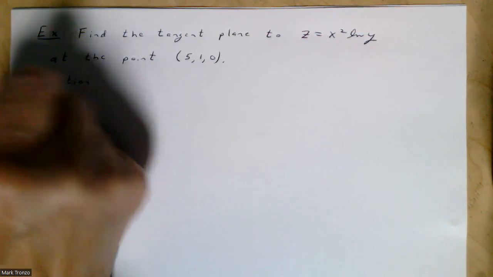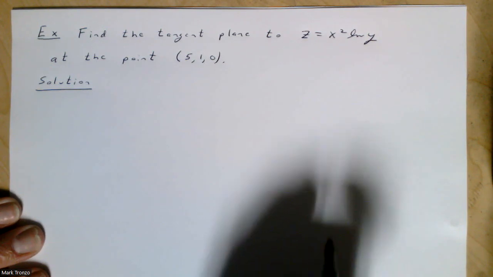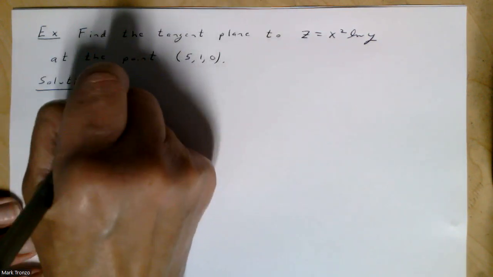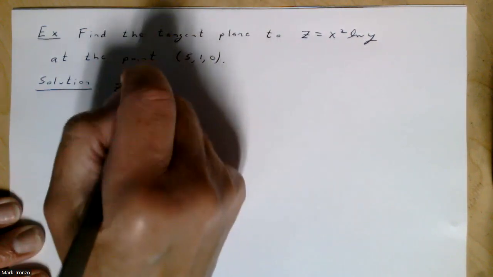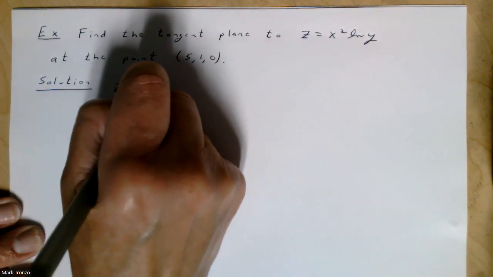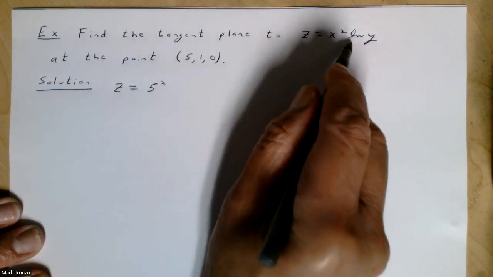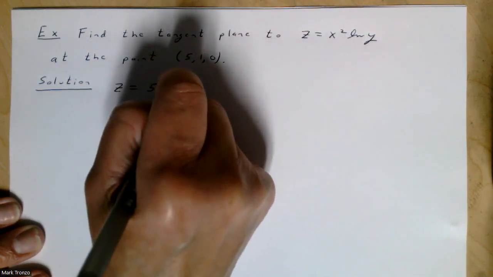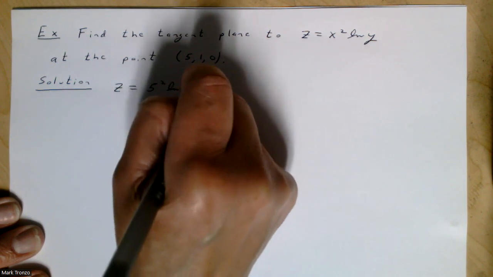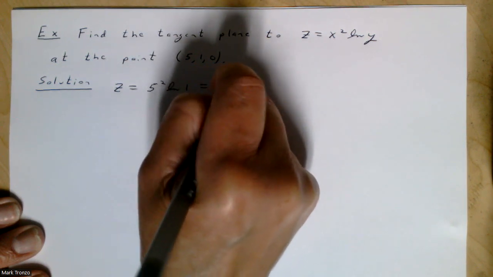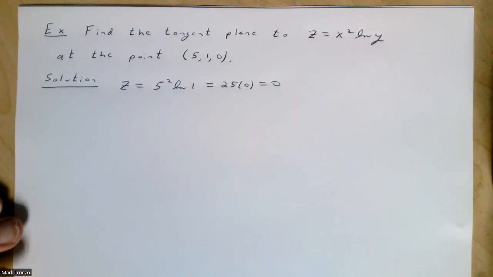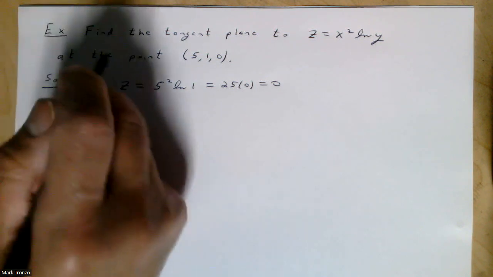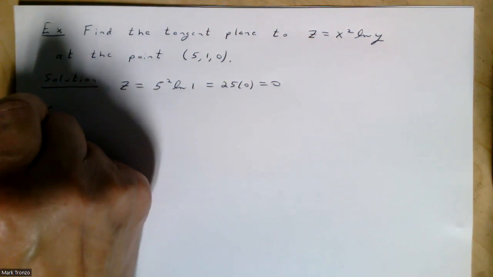Solution. Once again, we can check, put our values in. X was 5 squared. Y was 1, log of 1. Of course, the log of 1 is 0. So we do, in fact, get z equals 0. Now let's go ahead and go through and find our tangent plane.